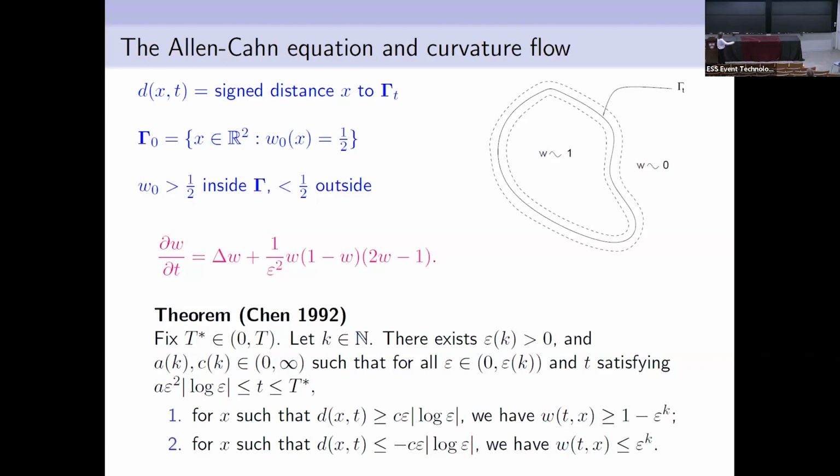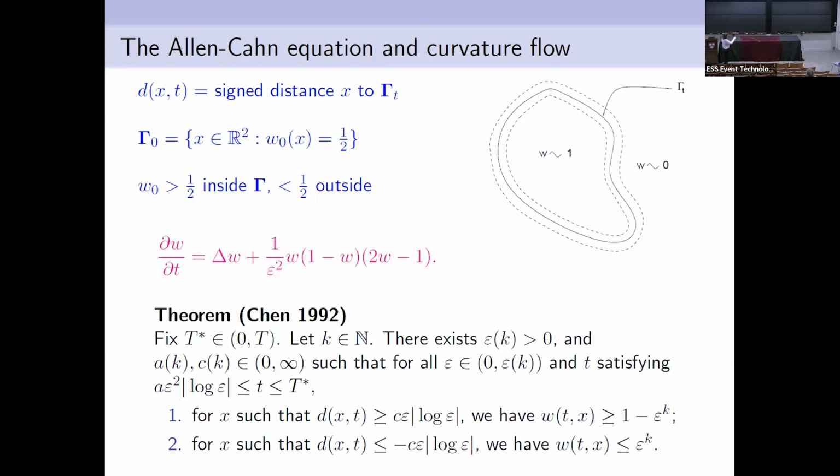So for any k, I can find an epsilon of k so that for all epsilon less than epsilon of k, at least if I let the solution evolve for a little bit, then inside here, a distance at least epsilon mod log epsilon, I'm bigger than 1 minus epsilon to the k. Outside, a distance at least epsilon mod log epsilon, I'm less than epsilon to the k. So in that sense, I'm very close to being the indicator function of a region. Now, we got very excited when we saw this result because we thought, oh, now that's sorted. We understand hybrid zones. All we've got to do to understand the effect of noise is to look at Chen's proof and modify it a bit, right? And that'll be great. And we'll be able to understand what noise does.